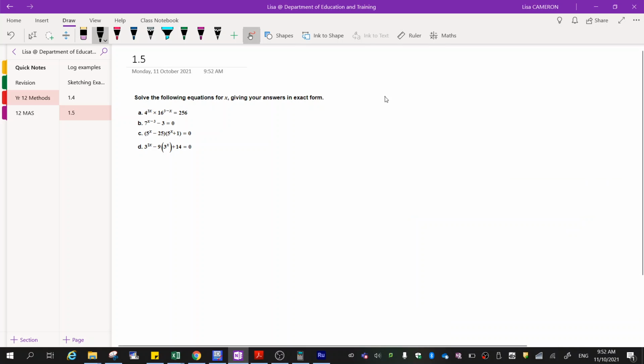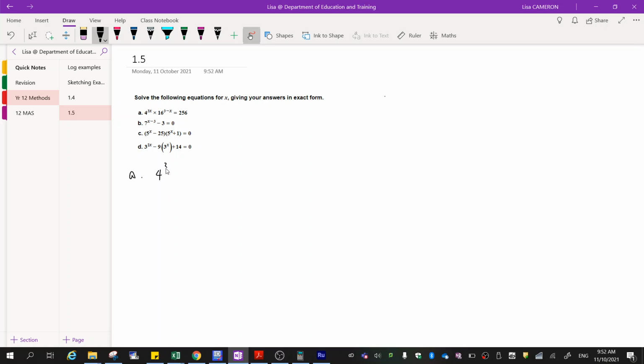Okay, so today we're going to be looking at solving some indicial equations using logs and exponentials, which is not hard, you just need to practice because, like I've been saying, there's a couple of tricks in there that you need to be aware of. Okay, so first thing we're going to do is solve A.